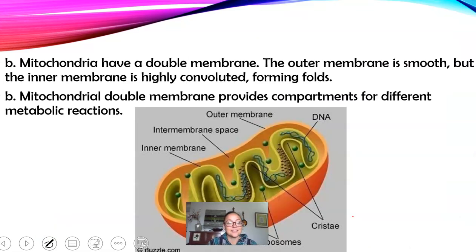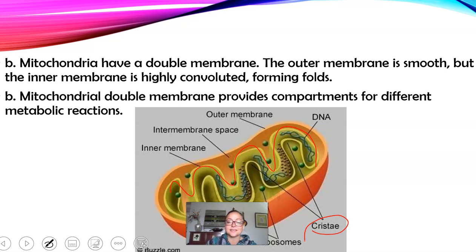Okay. Mitochondria have a double membrane, and they also have compartments within a mitochondria. So these folds are the cristae, and the cristae, you can see here, basically increase the surface area for lots of cellular respiration to occur. Or aerobic respiration, the electron transport chain. We'll talk about that more in Unit 3.